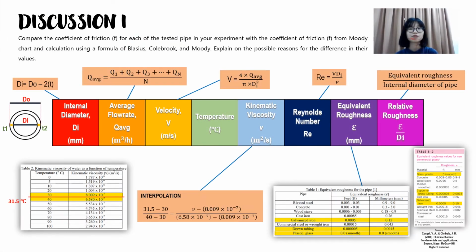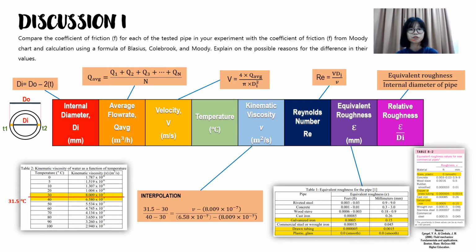For experiment 3, we have 3 discussions. First and foremost, I'm going to discuss the comparison of the coefficient of friction, which is known as F, for each tester pipe obtained from the Moody chart and calculation using the Blasius, Colebrook, and Moody formulas, as well as discuss the possible reasons for the difference in the values.